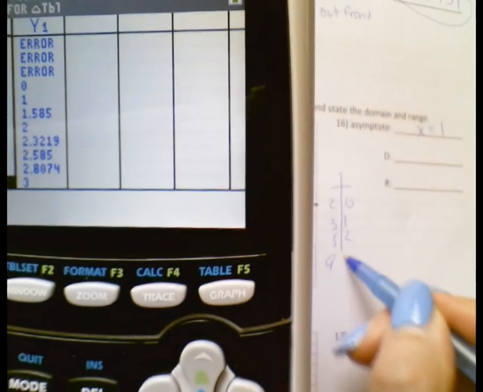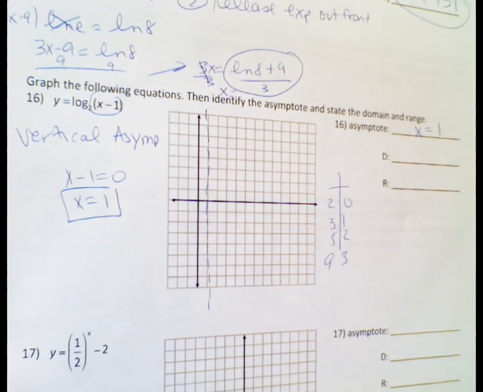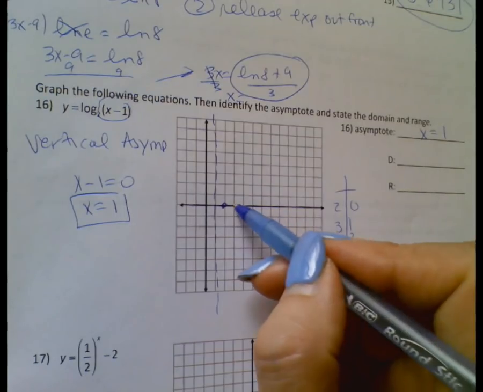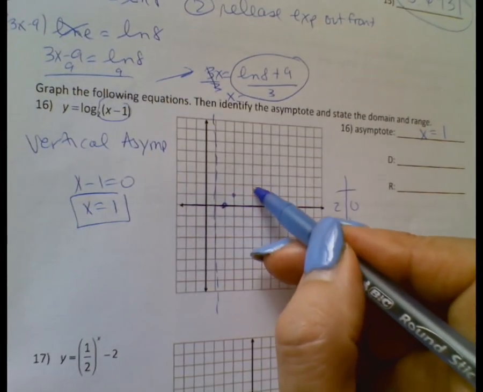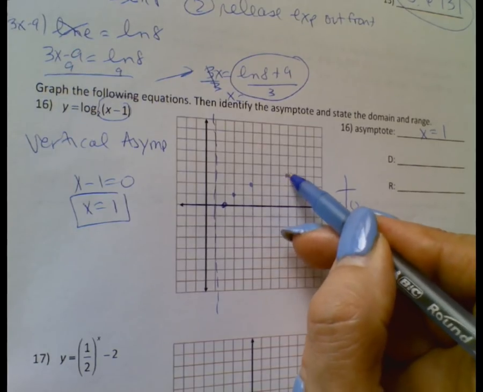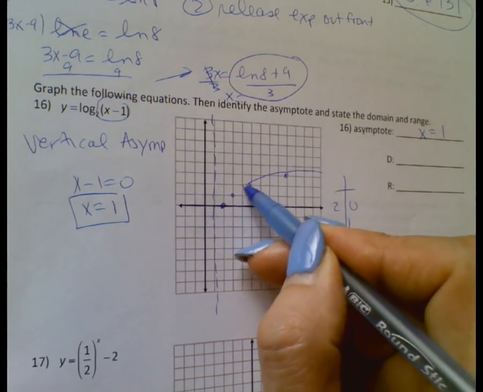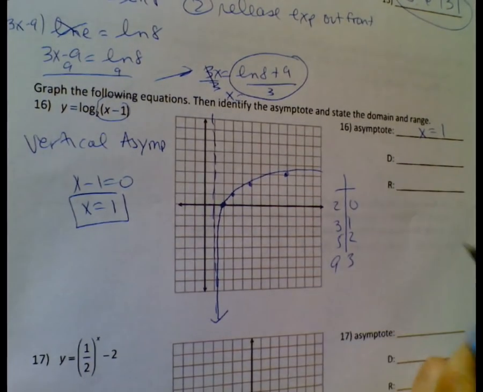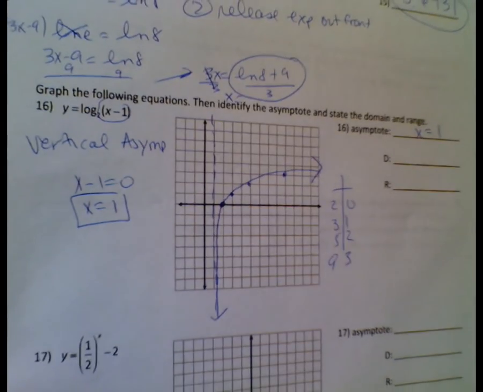9, 3. You want at least 3, if not more, points so that you can make this a nice problem. So you have 2, 0. There it is. 2, 0. 3, 1. 5, 2. 6, 7, 8, 9, and 3. Now, as you graph this, make sure you hit all 4 points, and then make sure this comes all the way down, but doesn't touch the vertical asymptote, and put arrows on the end.